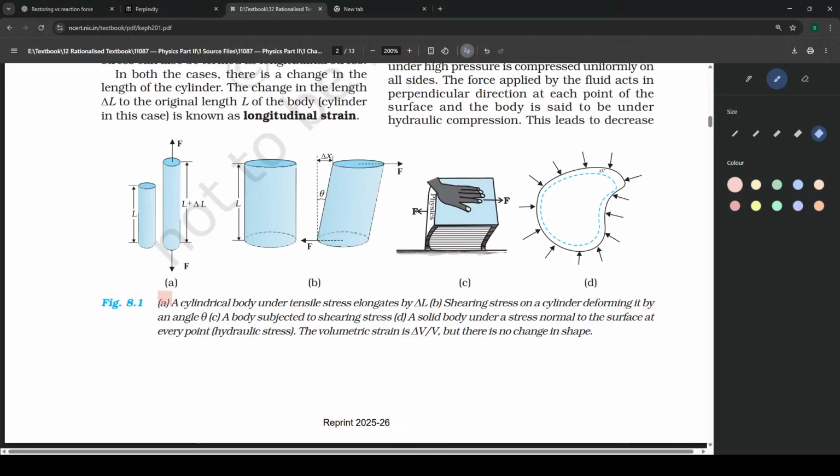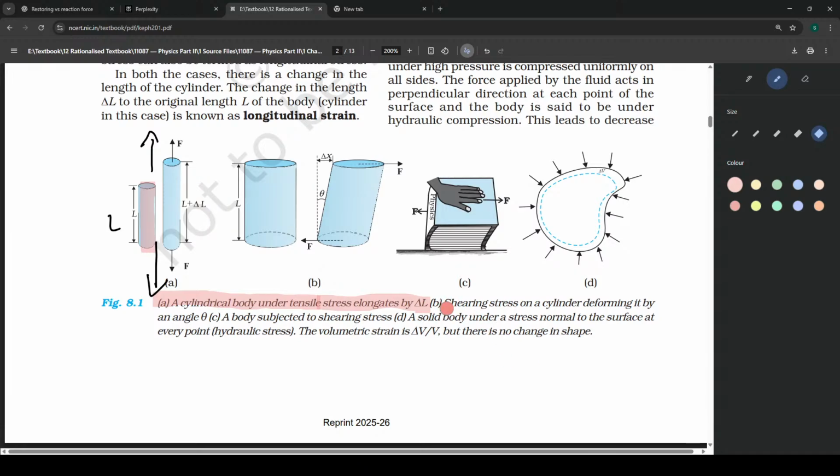Figure 8.1. First figure: a cylindrical body under tensile stress elongates by delta L. Basically, this is a cylinder and we are stretching it by applying force in the direction of the arrow mark, and if the initial length is L, the length has increased to L plus delta L. This is longitudinal tensile stress.